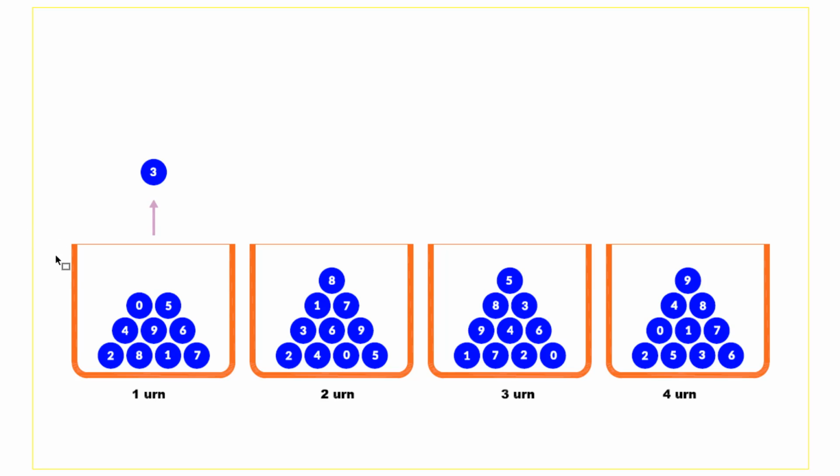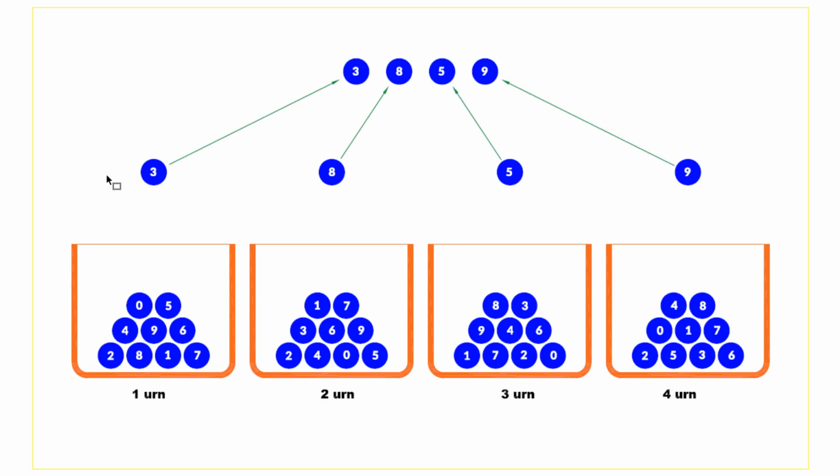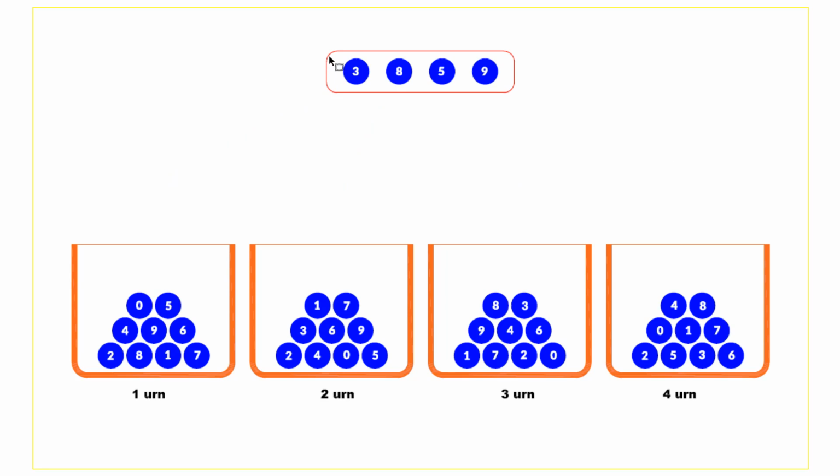Let's assume we have withdrawn ball number 3 from the first urn, and then ball number 8 from the second, and number 5 from the third, and number 9 from the fourth. Now these 4 balls are going to form a sequence of 4 numbers, and these 4 numbers are going to be a ticket number. So all these balls are losing balls now, and these are the winning one.